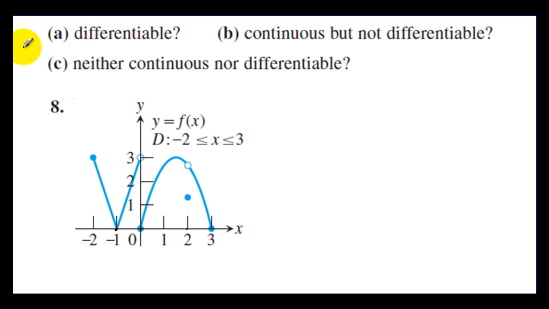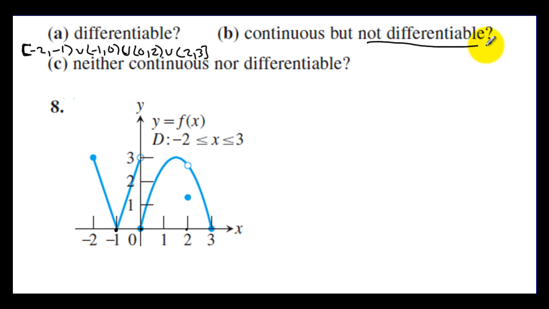So where is it differentiable? Well, we're going to include -2. -2 to -1. We've got to skip over -1. -1 to 0. Have to skip over 0. Union 0 to 2. And then finally union with 2 to 3. Continuous but not differentiable. So it's not differentiable at these three values, -1, 0, and 2.